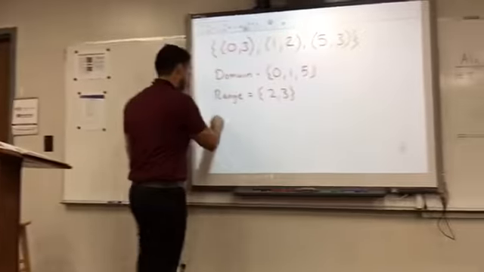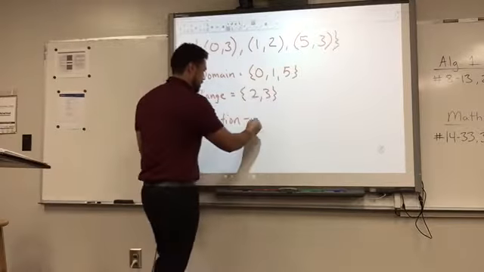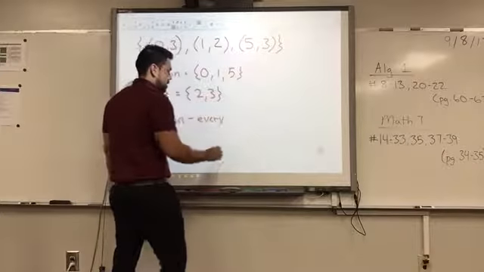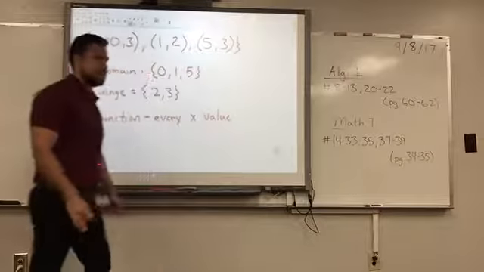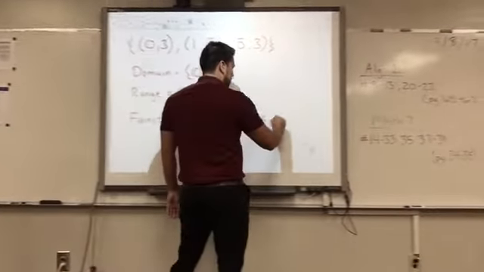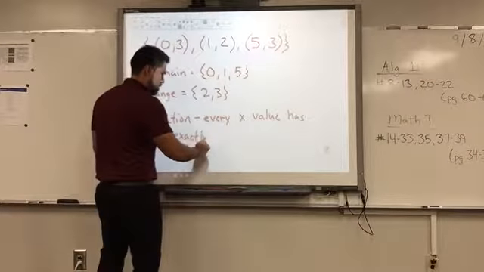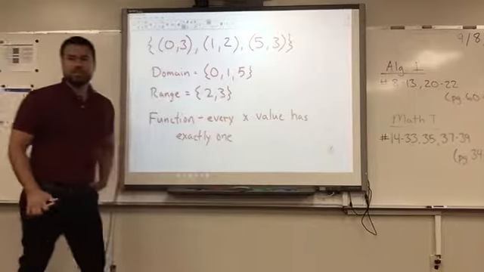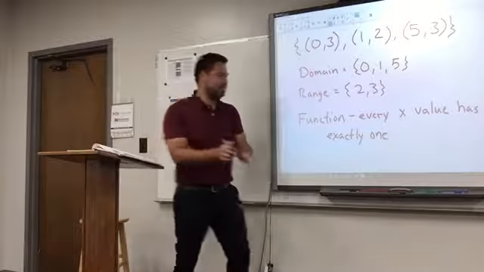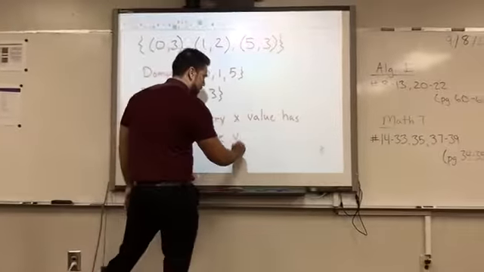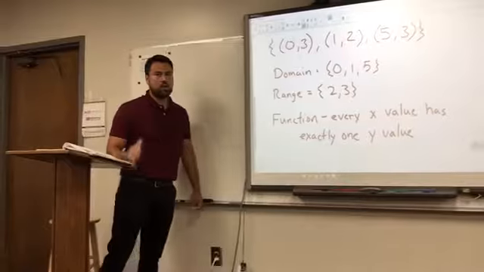Okay, so here's what I'm going to put. All right, a function. This is the last definition, and we're done with this lesson. A function: every x value, which we would say every element in the domain, has exactly 1. And I love the way mathematicians put it. They say has 1 and only 1. So they're saying just 1. But I'll put here exactly 1 y value. Every x value has exactly 1 y value.